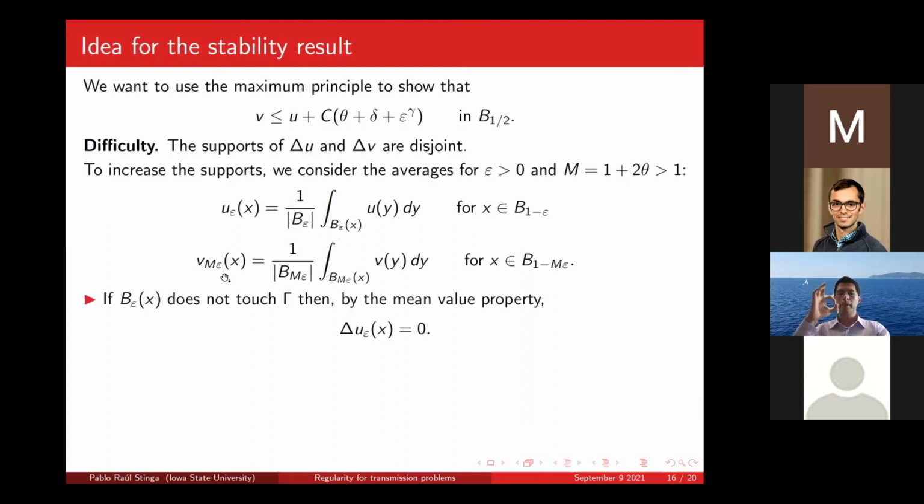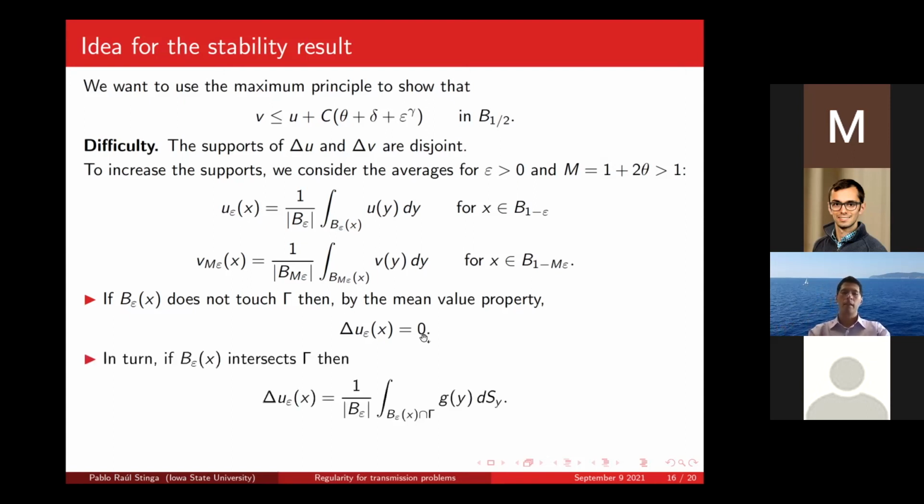Now what happens? So say you have this ball B epsilon, right? And this ball B epsilon does not touch gamma, right? So outside gamma, U is harmonic, right? So by the mean value property, the average is exactly U. So the average being exactly U means the Laplacian of the average is the Laplacian of U is 0, all right? Now when the ball intersects gamma, well, it's going to be the Laplacian of U epsilon. You can think that you can put the Laplacian inside. The Laplacian of U on gamma will be G, all right?